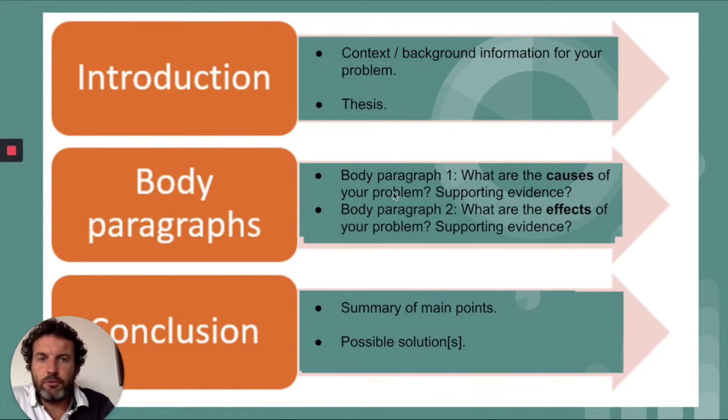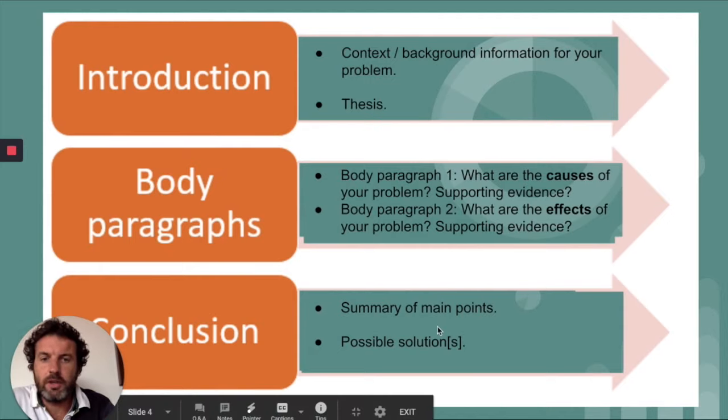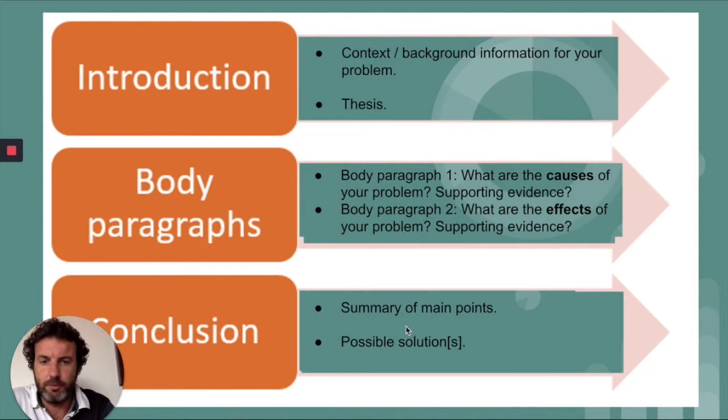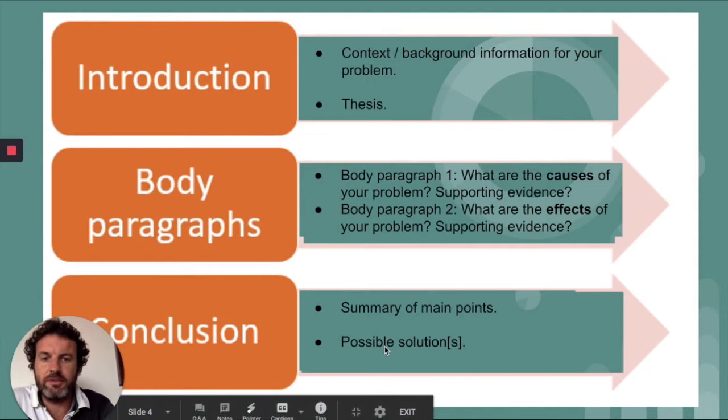You will have 2 body paragraphs. The first paragraph, you'll talk about the causes, and then you will provide some examples and evidence of your causes. And your second body paragraph will talk about the effects of your problem, and again, provide some supporting evidence and examples. And then finally, your conclusion will give a brief summary of the main points of your report, and it will also suggest any possible solutions that you have.